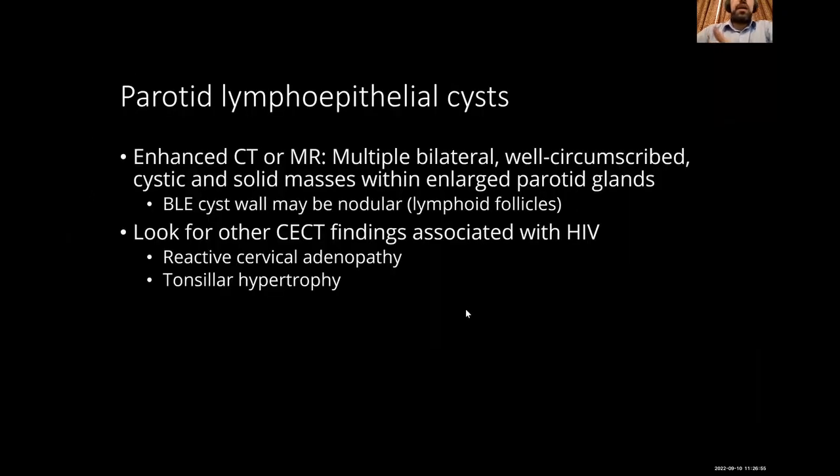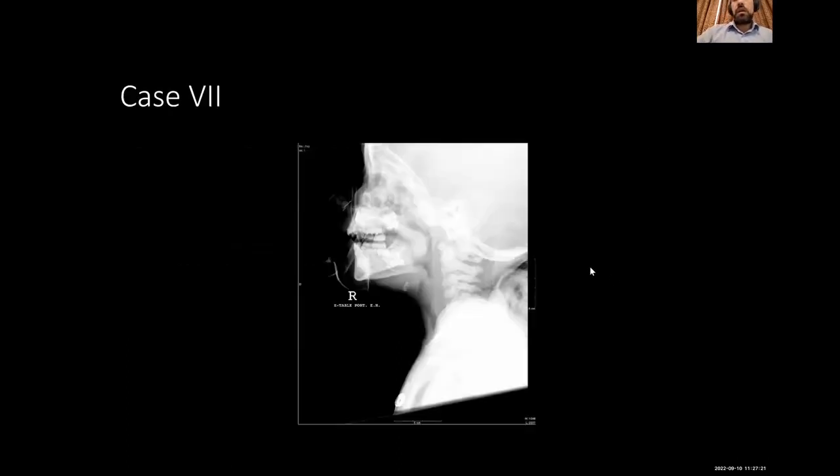On enhanced CT or MR, there are multiple bilateral well circumscribed cystic and solid masses within enlarged parotid glands. The lymphoepithelial cyst wall may have nodular lymphoid follicles. Look for other contrast enhanced CT findings associated with HIV, reactive cervical adenopathy and tonsillar hypertrophy. Okay, next case. No mercy in this case.